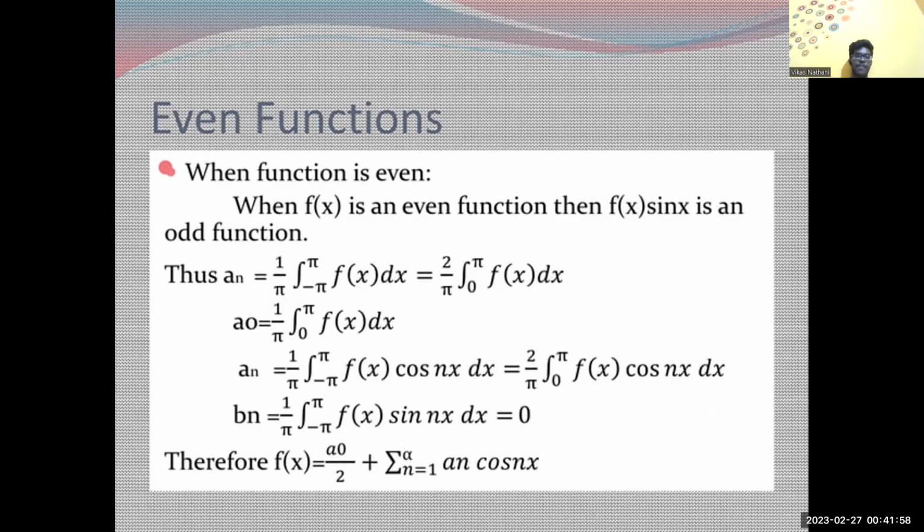But here bn will be 0. Why? Because sin x is an odd function, but f of x is an even function. An even function into an odd function is every time odd. So the total function will become odd. So here bn is equal to 1 by pi integral minus pi to pi f of x sin nx dx, equal to 0.